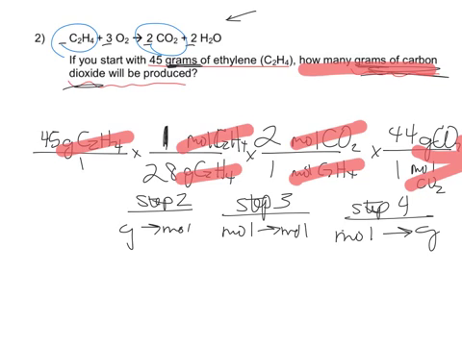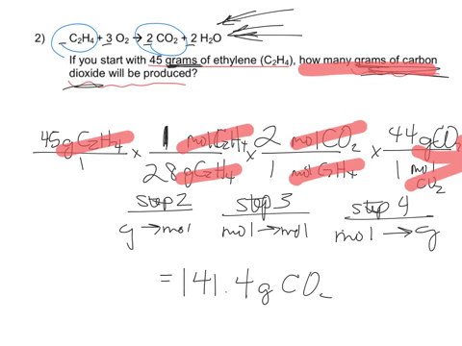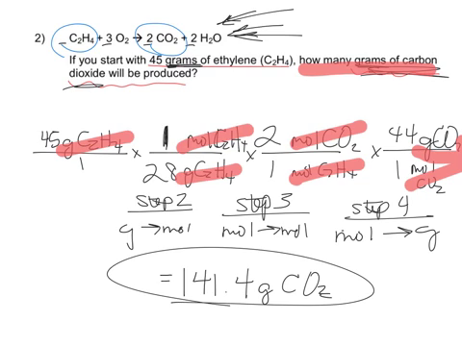So in my calculator, I'm going to take 45 divided by 28, multiply that by 2, and multiply that by 44. So if I were to go through and I take 45 grams of ethylene and I run it through this combustion reaction right here, I will produce exactly 141.4 grams of CO2. And that is my answer, okay? So I hope that helps.